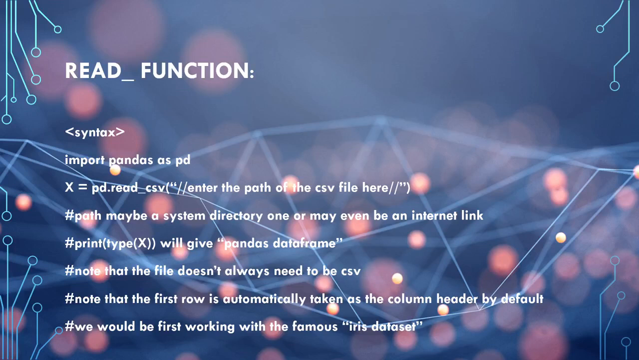Now you must note that in this function the first row is automatically taken as the column header by default. So suppose we would be talking in this video about the iris dataset. Let me introduce to you what the iris dataset actually is. It is a dataset which contains 5 columns and 150 rows. If you copy paste the path of the iris dataset into this read_csv and you do nothing else, then Python will automatically take the first row as the column header. Now let's see what this means actually.